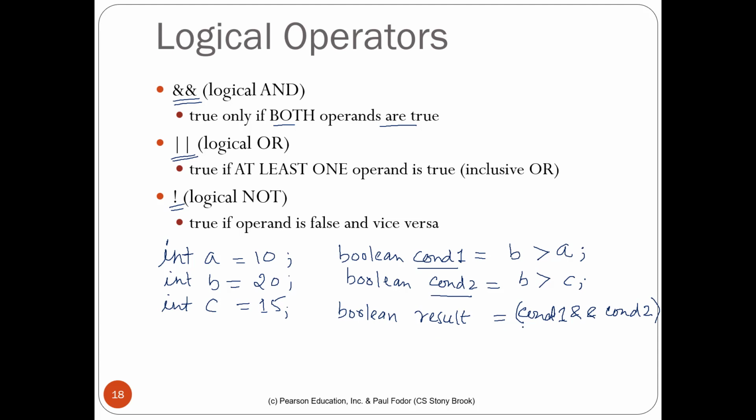Now this result would be true only when condition 1 is true and also condition 2 is true. Luckily, in our case, if you evaluate this, you will find that our result is going to be true. Why true? Because both of these conditions are true. This result of the AND operation is combining two Boolean operands: condition 1 is a Boolean, condition 2 is a Boolean. The value that you get depends on statement 1 and statement 2. In our case, these are true because b is greater than a and b is greater than c. Because these two things are true, only then will we get the result as true.